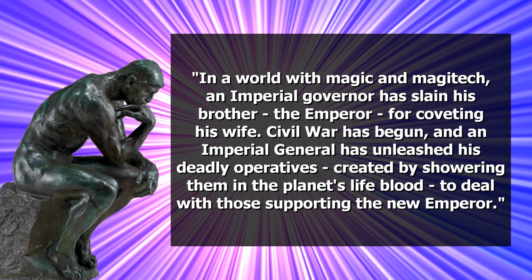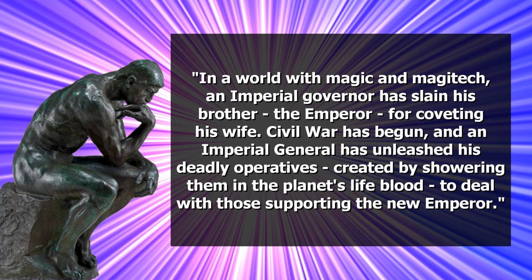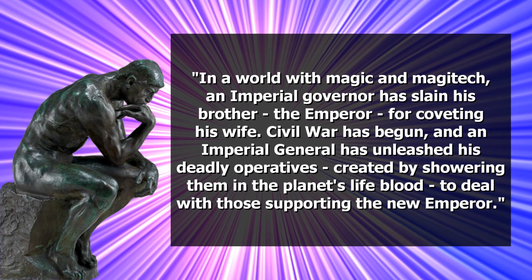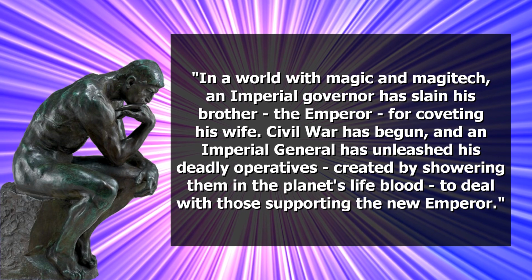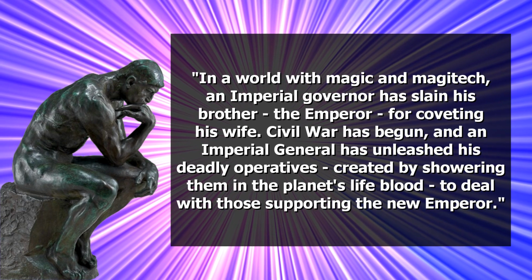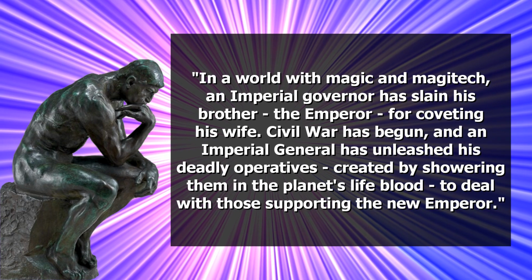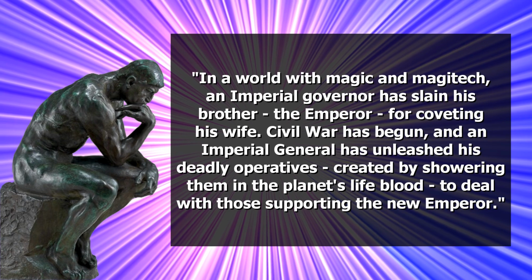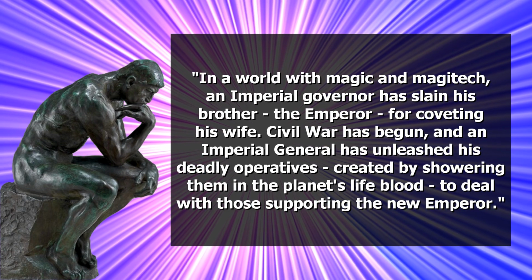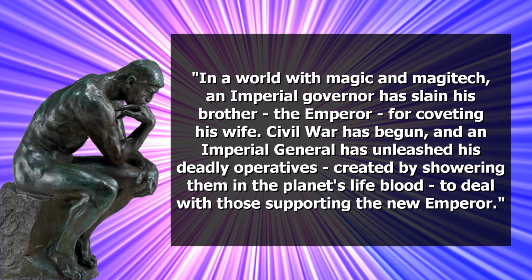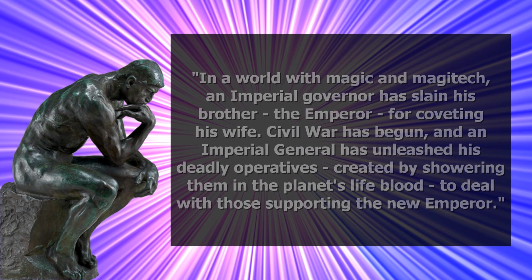Civil war has begun, and an imperial general has unleashed his deadly operatives, created by showering them in the planet's lifeblood, to deal with those supporting the new emperor. This is still fairly short at 50 words, and is only what the characters in the setting know, or believe, because it could be propaganda. It uses those 50 words to tell the players a lot about the setting. Magic and magitech, an emperor slain by his brother, civil war, and deadly operatives.